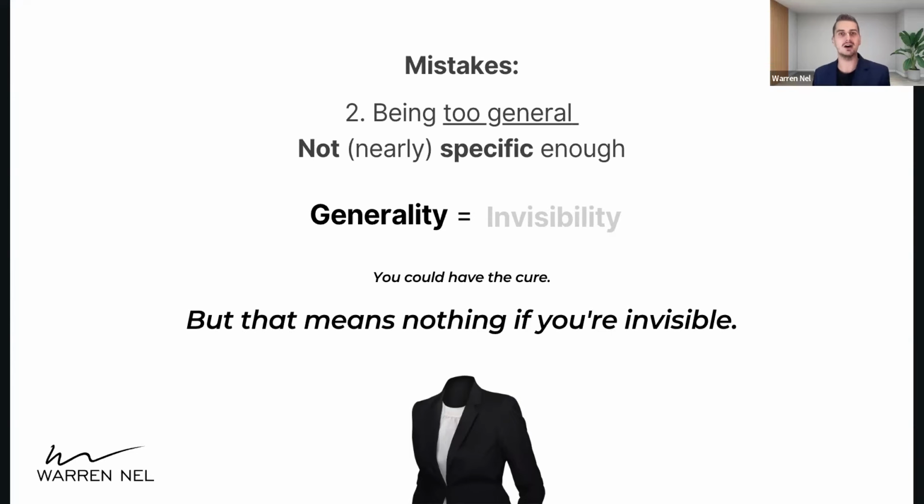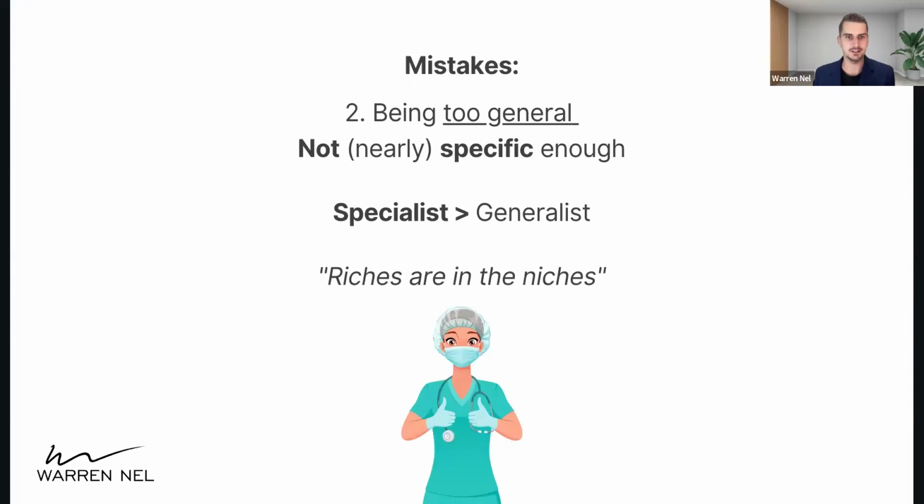I'm going to share with you exactly how you can go from general to being more specific. And so the idea here is that you could have the cure to something serious like cancer, for example, but that means nothing if you're invisible, if nobody knows that you actually exist, or nobody knows where to find you. Mistake number 2, being too general, not being specific enough. So on the same point there, what we want to do is be a specialist, not a generalist. And so for those taking notes, write down, riches are in the niches. It's the American pronunciation of niches, right? Potato, potato.